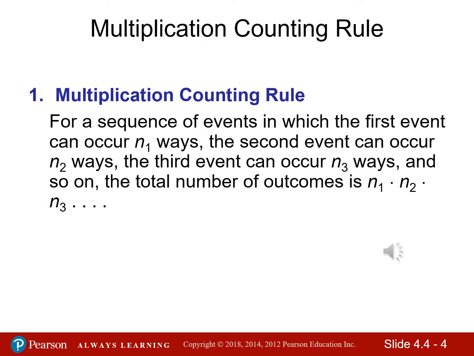For a sequence of events in which the first event can occur in n1 ways, the second event can occur in n2 ways, and the third event can occur in n3 ways, and so on, the total number of outcomes is n1 times n2 times n3 and so on. This is the multiplication counting rule.